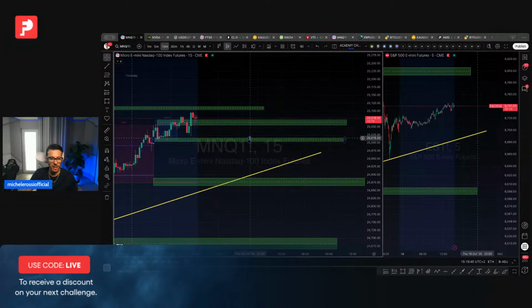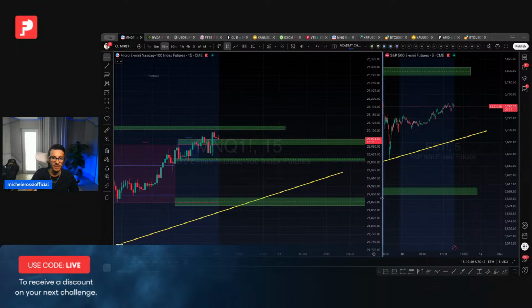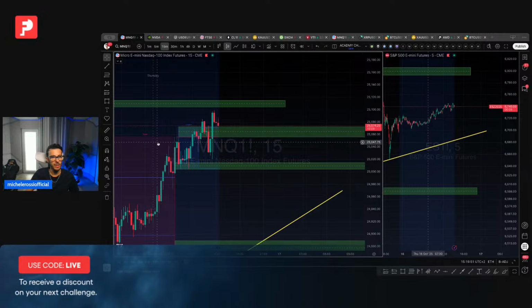The only indicator that I'm using is the VWAP. The VWAP is the volume weighted average price, and that's the only indicator that I'm using, because it gives you an overall overview on who's in control.